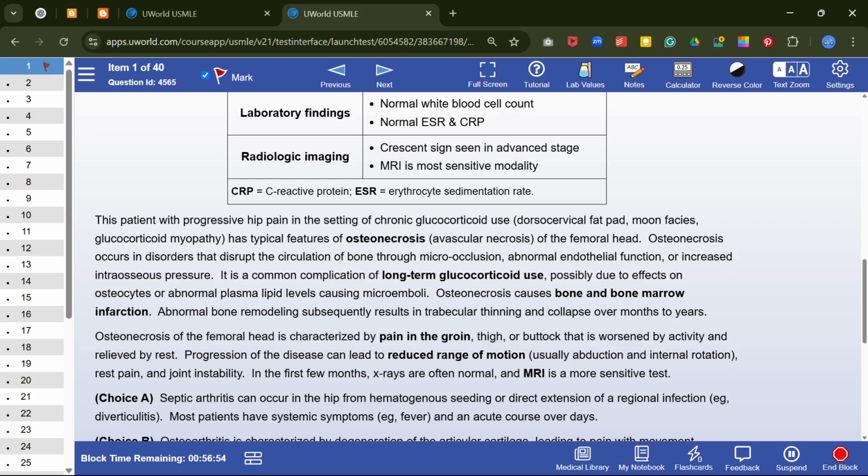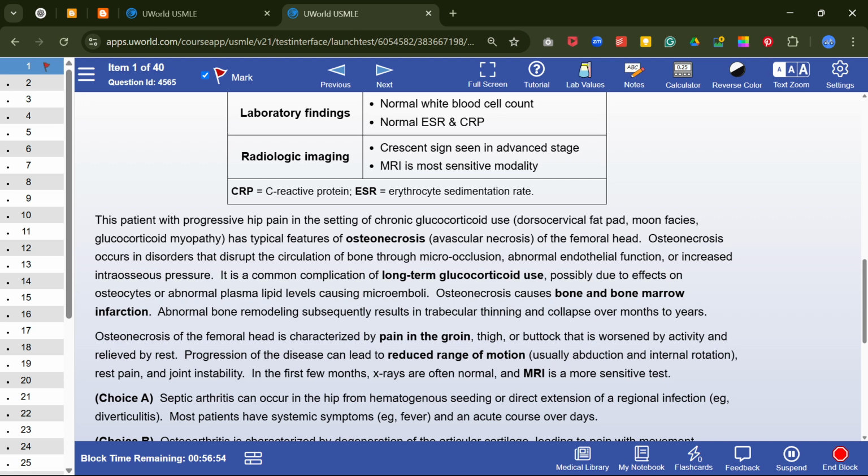Osteonecrosis occurs in disorders that disrupt the circulation of the bone through microocclusion, abnormal endothelial function, or increased intraosseous pressure. It is a common complication of long-term glucocorticoid use, possibly due to effects on osteocytes or abnormal plasma lipid levels causing microemboli.